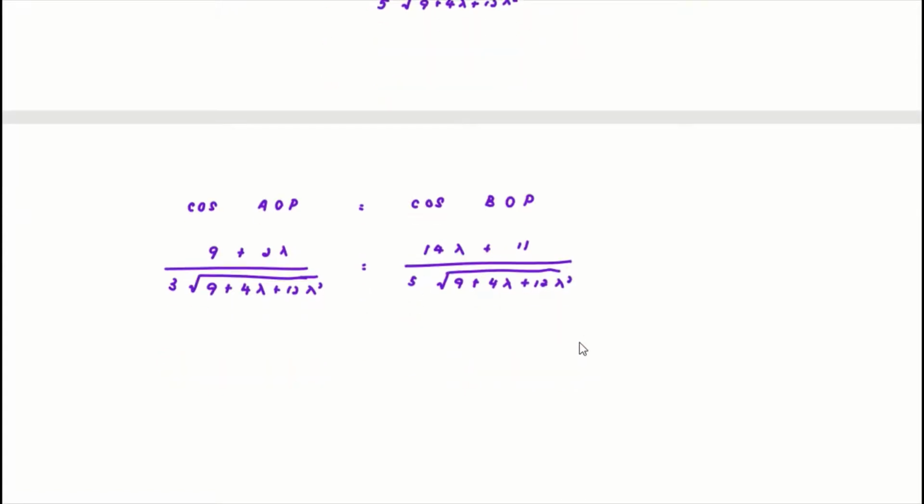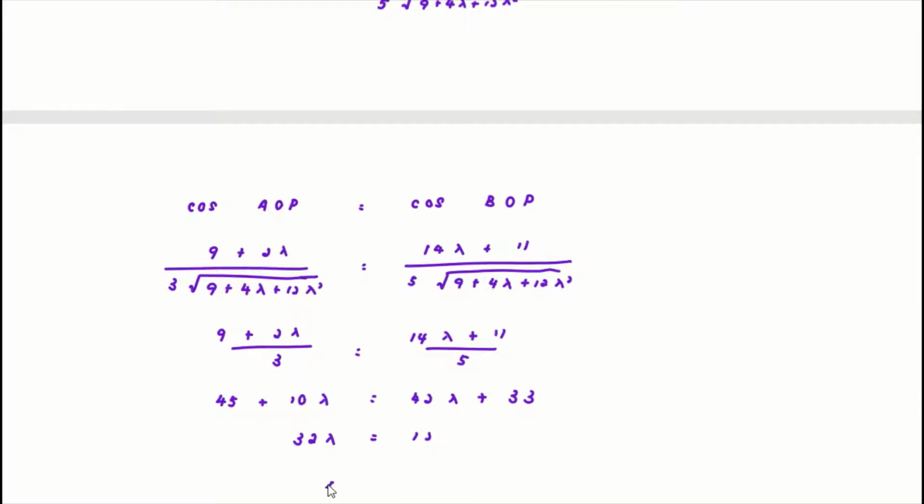Okay, so after you get this, then you can see you have the same part here. So that's why you can imagine you multiply the whole square root thing, then you can cancel off them, right? So 9, 2 lambda over 3 equal to 14 lambda plus 11 over 5. So cross multiplication, 45 plus 10 lambda equal to 42 lambda plus 33. So 32 lambda equal to this one go there, this one go here, so you get 12. So in this case, you have lambda will be equal to 3 over 8.